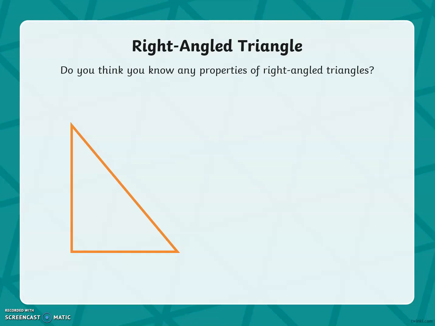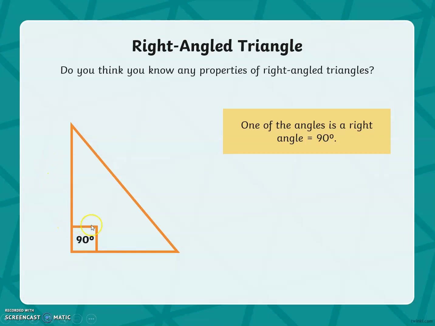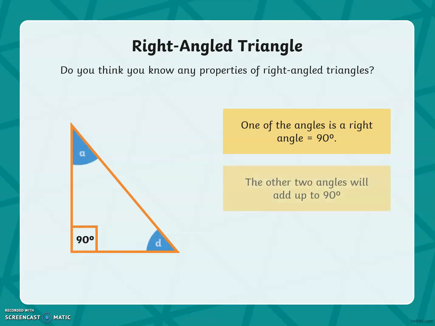So, a right-angled triangle. Let's think about it. Well, it's a little bit obvious if we do think about it, what are the properties of a right-angled triangle? Of course, one of the angles in it is a right angle, and we all know that a right angle measures 90 degrees. A right angle always measures 90 degrees. It never ever changes. The other two angles will add up to 90 degrees, and of course that's because the angles in a triangle all add up to 180 degrees.